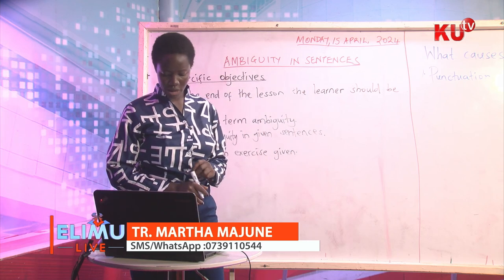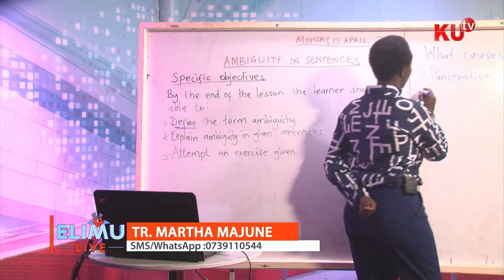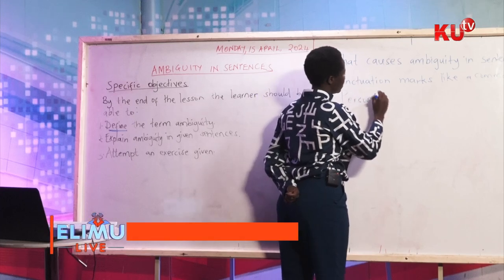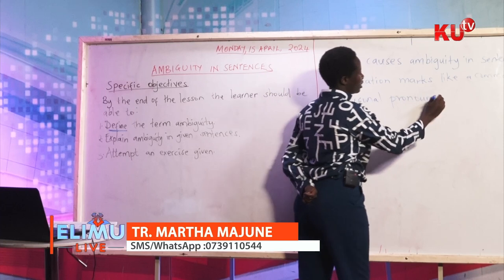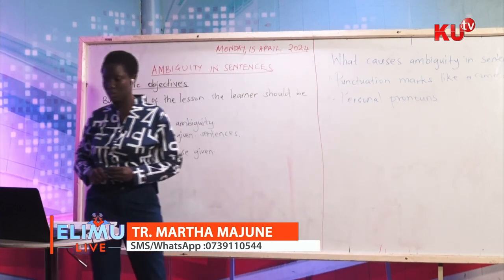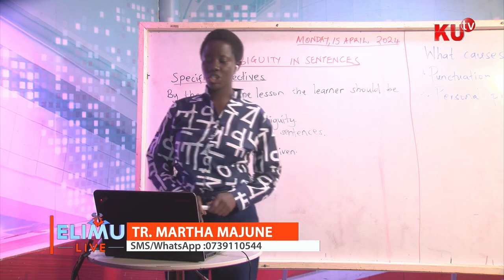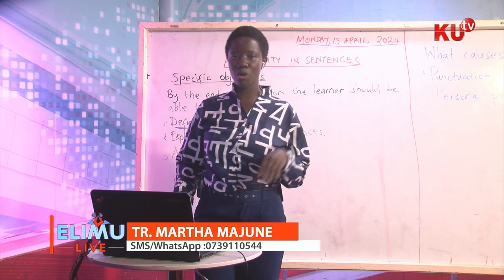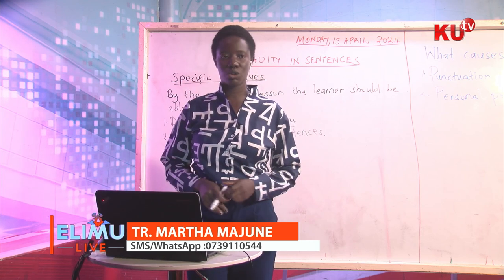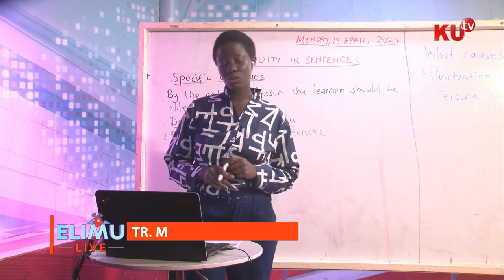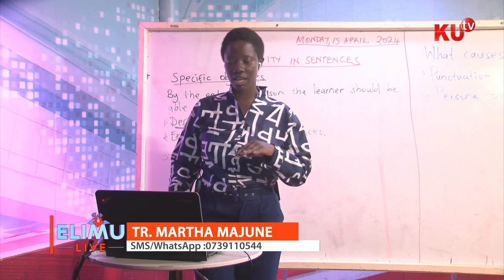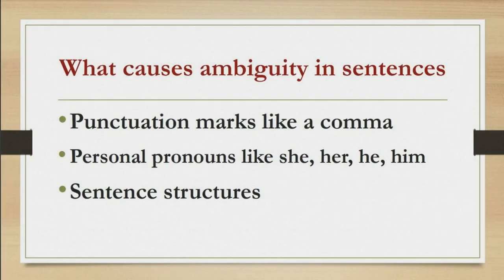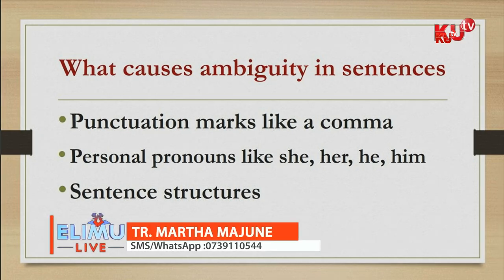Okay, the second thing that brings ambiguity in sentences is personal pronouns. We have different types of pronouns, and specifically personal pronouns like she, her, he, or him can bring about ambiguity in sentences. So when we speak, we should focus on the personal pronouns. If you want to refer to someone or something using a personal pronoun, you have to make sure that it is more specific and more clear so as not to bring about confusion in a sentence.